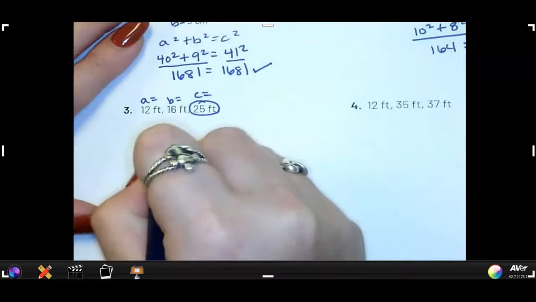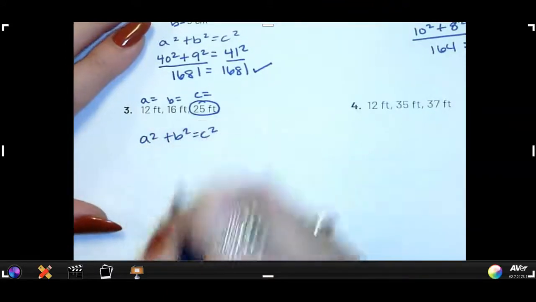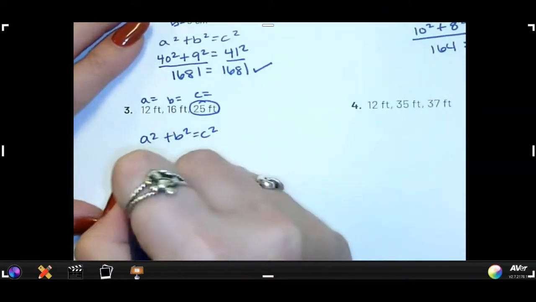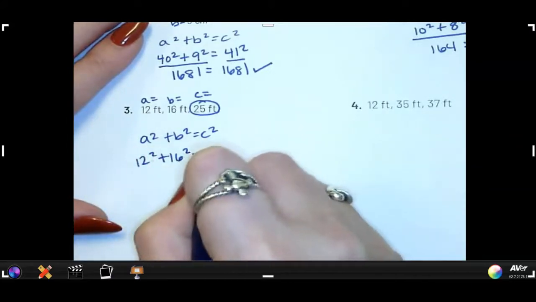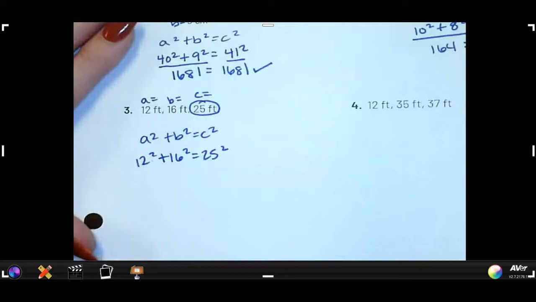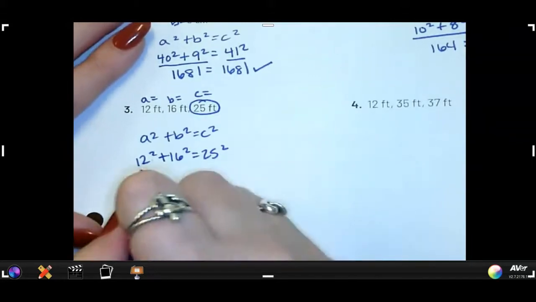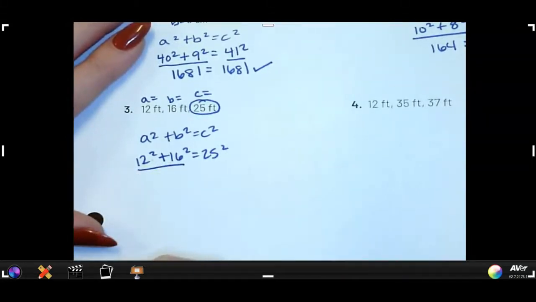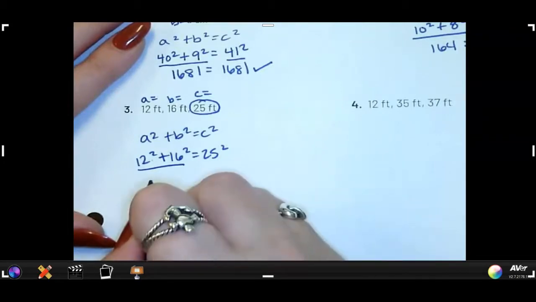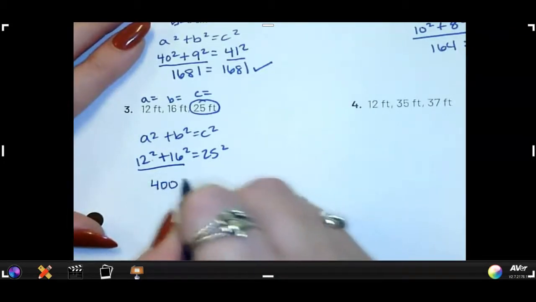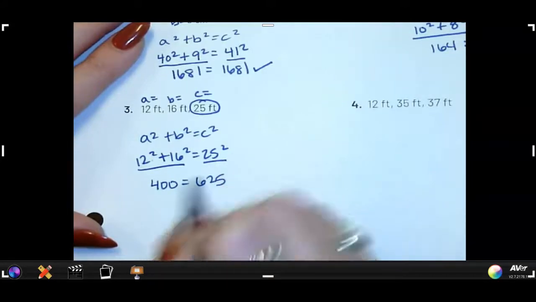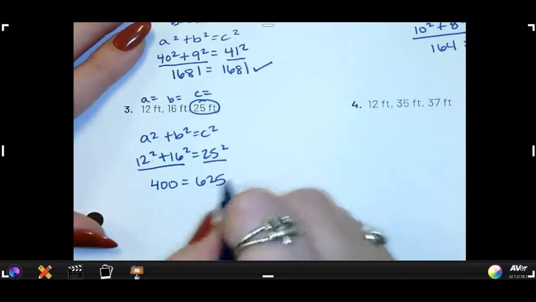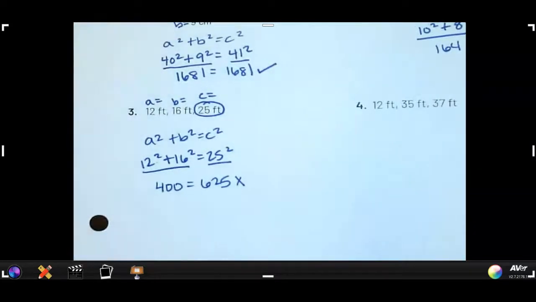Okay, so let's go to our formula. A squared plus B squared equals C squared. We'll have 12 squared plus 16 squared equals 25 squared. We're going to put that in Desmos. 12 squared plus 16 squared should give you 400. And 25 squared gives you 625. So you can see that this is not going to be a right triangle. It is not going to work. Okay?